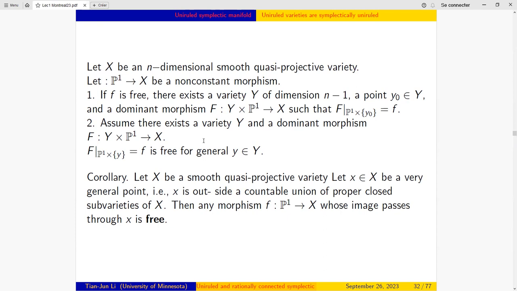If you have such a domination, then general curves from this morphism are free. The consequence of these properties is that, just outside a countable union of proper closed subvarieties, if you choose a general point x, then all the curves through x are free. So this is relevant to the moduli space.